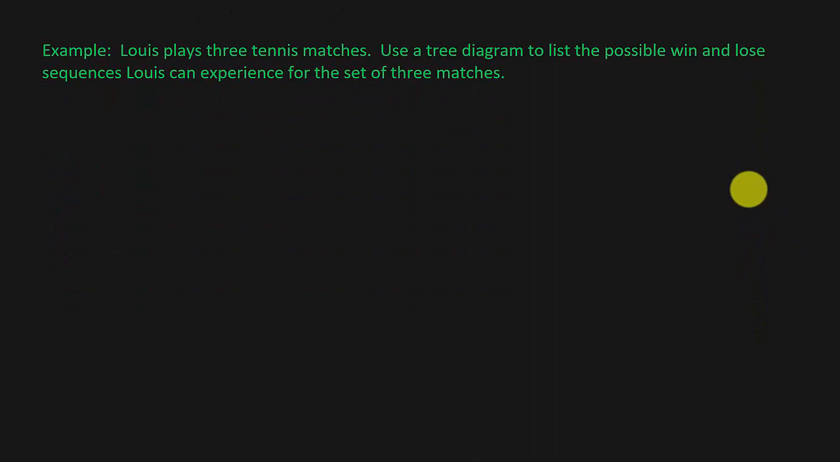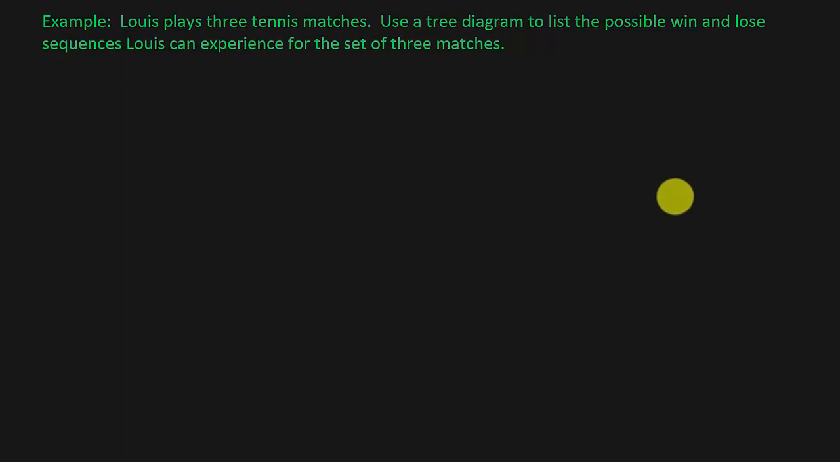So it says Lewis plays 3 tennis matches. Use a tree diagram to list the possible win and loss sequences Lewis can experience for the set of 3 matches. All right, so let's take a look at it. When he plays the first match, he's either going to win the match or lose the match. That's the first match. And then we have to play the second match.